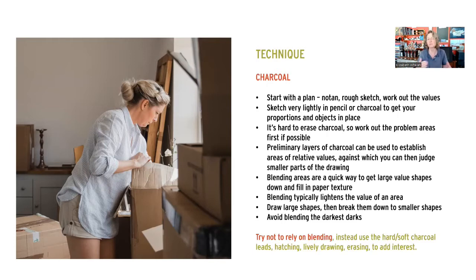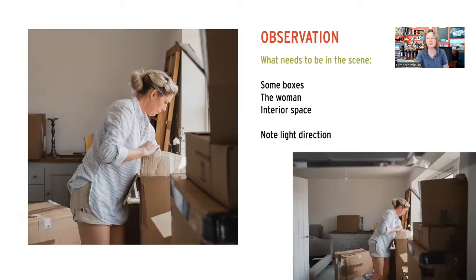Next week, what we're going to do is something that's more loose than what we're doing today. Today, I want to start off just working on values using this reference. So observation, what needs to be in the scene? It's pretty simple on this one. Some boxes, the woman, the feeling of interior space, and keeping that feeling of light direction. When you look at the larger picture that I took this from, that light direction is really important to getting that feeling of the dark and the light, all coming in from one angle. So we're going to want to keep everything on her head, the window, even the top of the flap of the box, as clean as we can.